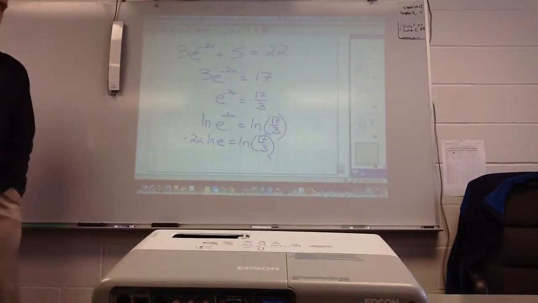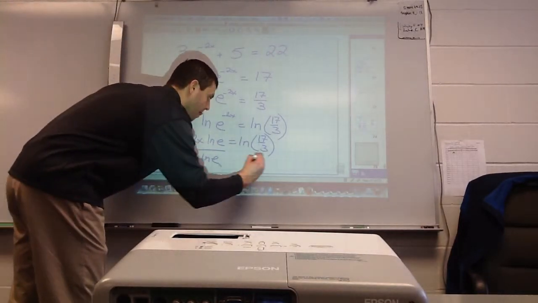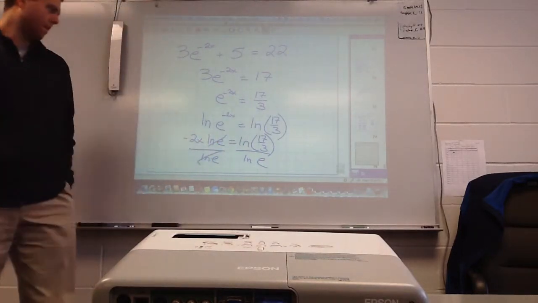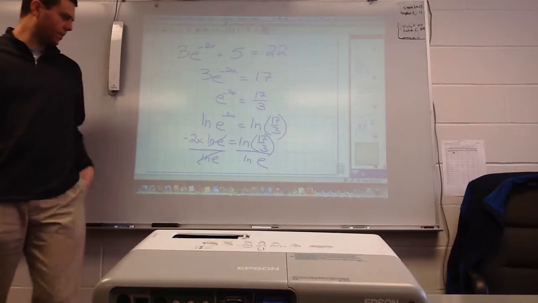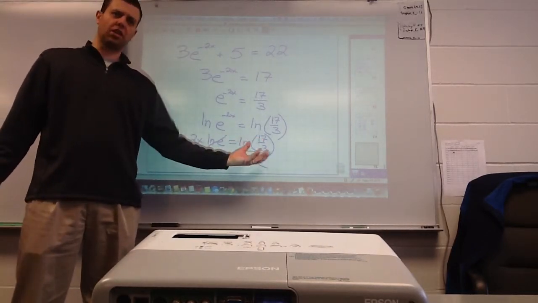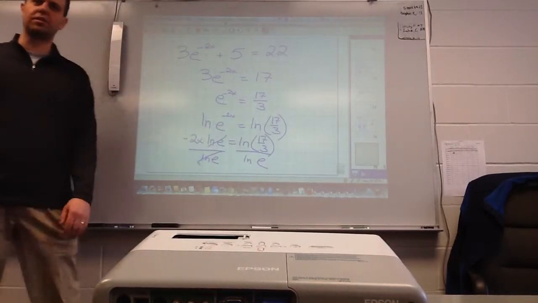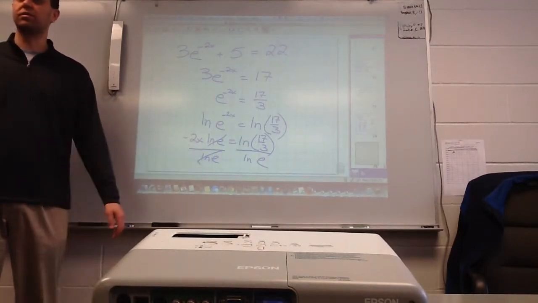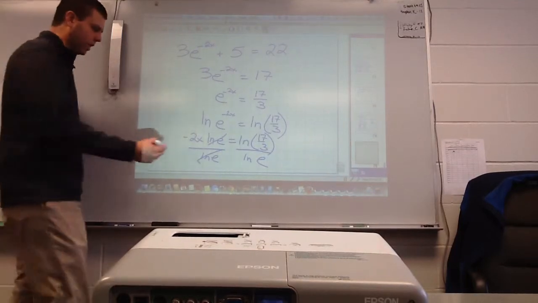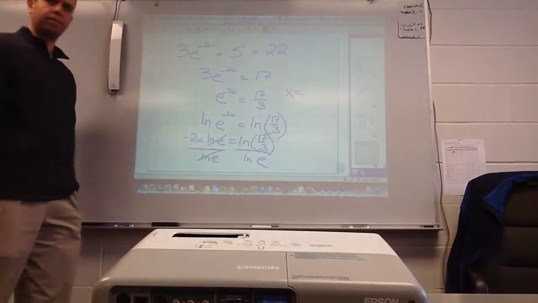Then what? Divide both sides by the ln of e. Now is where I'd probably get out my calculator. I'd find the ln of 17/3, divide it by the ln of e, get that answer, and then because I still have negative 2x over here, what do I still have yet to do with that answer? If I'm trying to solve for x, divide by negative 2. Divide both sides by negative 2.